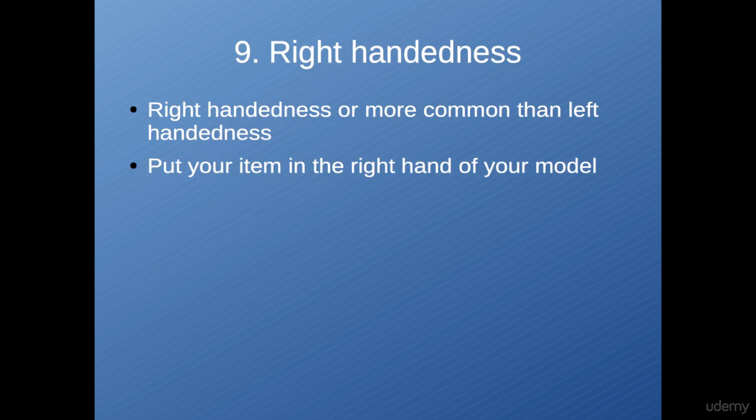Number 9 is right-handedness. Right-handedness is more common than left-handedness, so put your item in the right hand of your model. It's a commonly done thing across advertising, and if you're not doing it, then you should be.